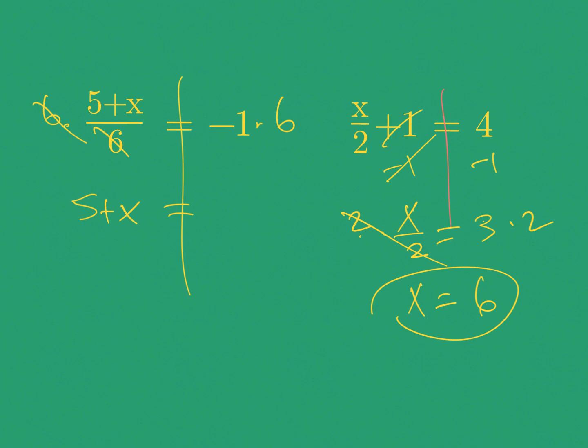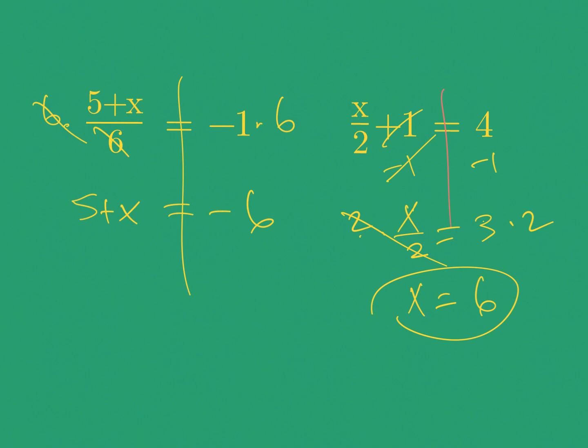On the right side, what's negative 1 times 6? Negative 6. Why do you have to divide 5 on both sides?